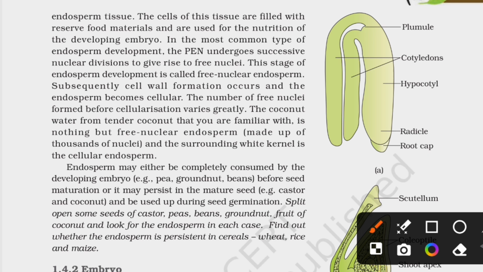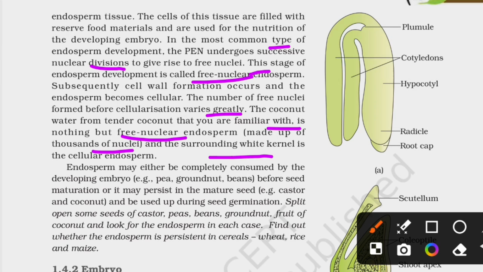developing embryo. In the most common type of endosperm development, the PEN undergoes successive nuclear divisions to give rise to free nuclei. This stage of endosperm development is called free nuclear endosperm. Subsequently, cell wall formation occurs and the endosperm becomes cellular. The number of free nuclei formed before cellularization varies greatly. The coconut water from the tender coconut that you are familiar with is nothing but free nuclear endosperm made up of thousands of nuclei, and is surrounded by the white kernel, the cellular endosperm.